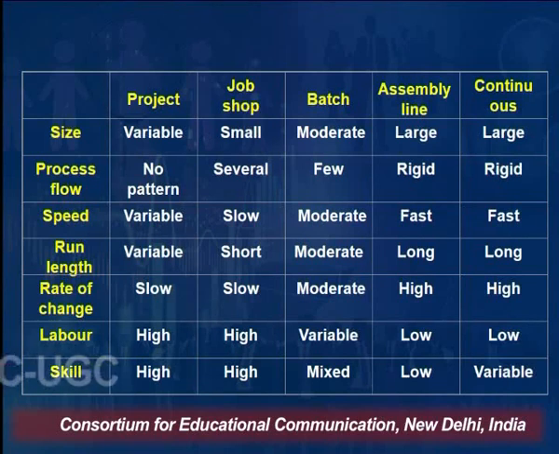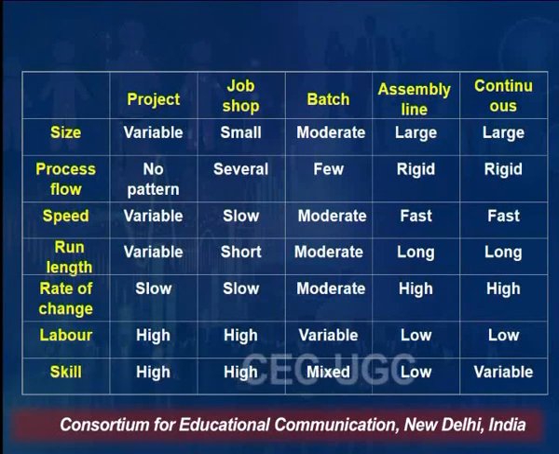The speed with which you make the product. The speed in a project process is variable. Sometimes the speed is slow, sometimes fast. In a job shop, it is slow. In batch production, it is moderate. In assembly line and continuous process, the speed is very fast, because generally automated machines are there.